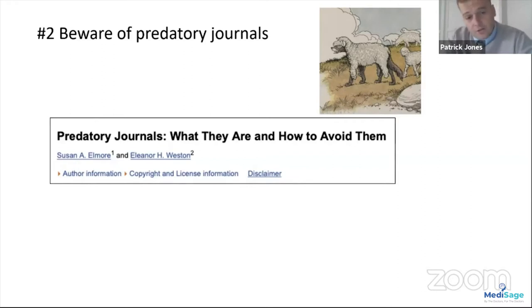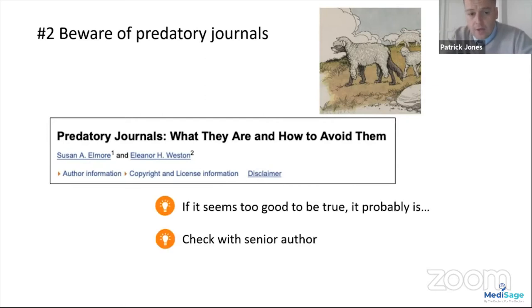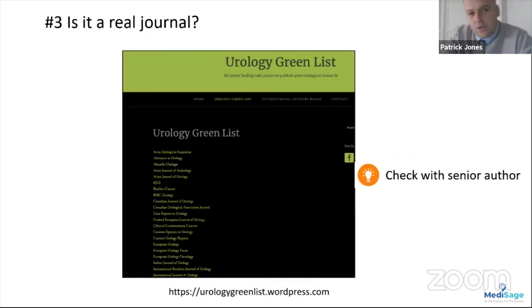There are some very good articles out there which I'd bring to your attention, which give a good guide to what they are. So really my tip for this is, if it seems too good to be true, it probably is, as my mother always says, but also check with your senior author if there's any doubt. Number three, you'll then ask me, well, how do I know if it's a real journal?